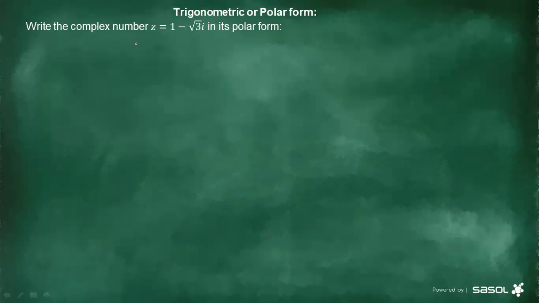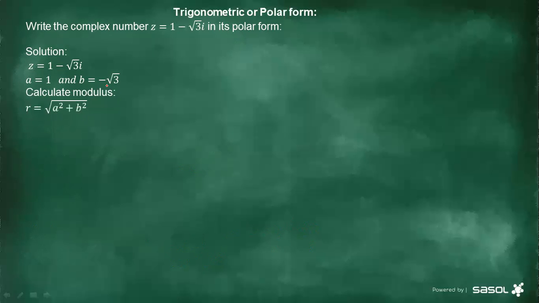Write this complex number in its polar form. We still have this other question where we have to convert it to polar form, and then you write the complex number. The value of a is 1, the value of b is negative square root of 3. First, we have to calculate the modulus. Let's now write the formula. Then we substitute the values, the square root of 4, then the answer is going to be equal to 2. So that is the value of r.